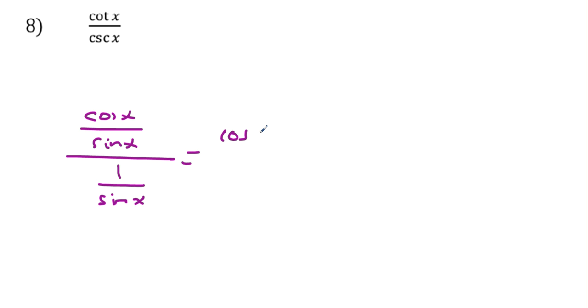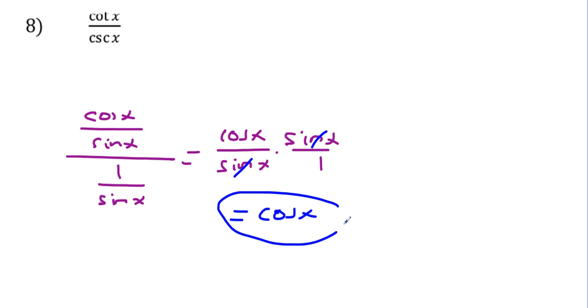So I'll have cosine of x over sine of x. And then I'm going to multiply it by sine of x over 1. And of course, these cancel out. So I just have cosine over 1, which is equal to cosine of x. All right, moving on.